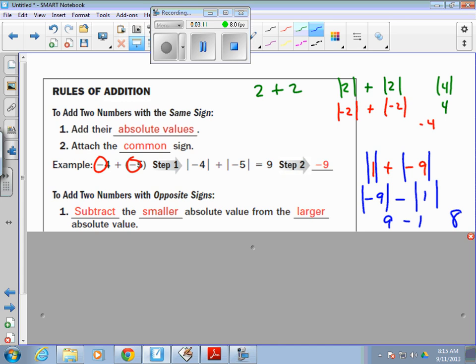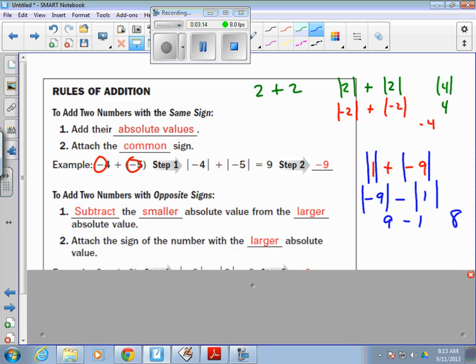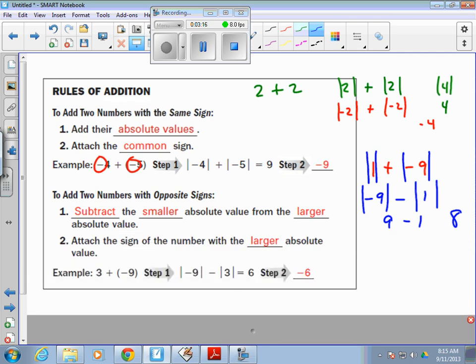And then you keep the sign of the larger absolute value. And here's an example down here. 3 plus -9. The larger absolute value in this case is 9. So 9 minus 3 gives you the number 6. And since 9 is the higher absolute value, its sign of negative goes in front of the 6. Had the higher absolute value been positive, it would be a positive number.